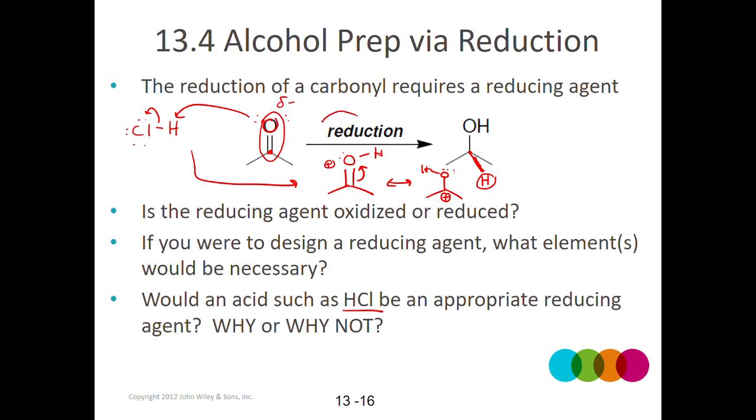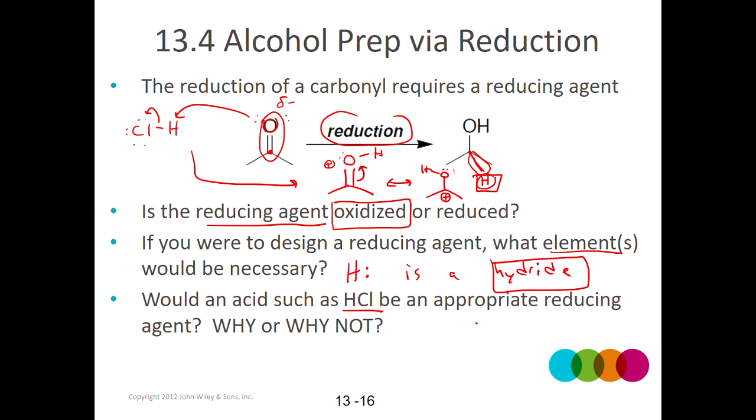So we're going to add a reducing agent to cause this reduction. The reducing agent itself is going to be oxidized because the reducing agent isn't itself reduced. It's providing the elements to reduce the carbonyl. And what elements do we need? We need a hydrogen and we need a pair of electrons. And a hydrogen with a pair of electrons is called hydride. So that's why most of these reducing agents, if it's going to be reduced specifically by adding a hydrogen in there, it's going to have to be a hydride that we need.